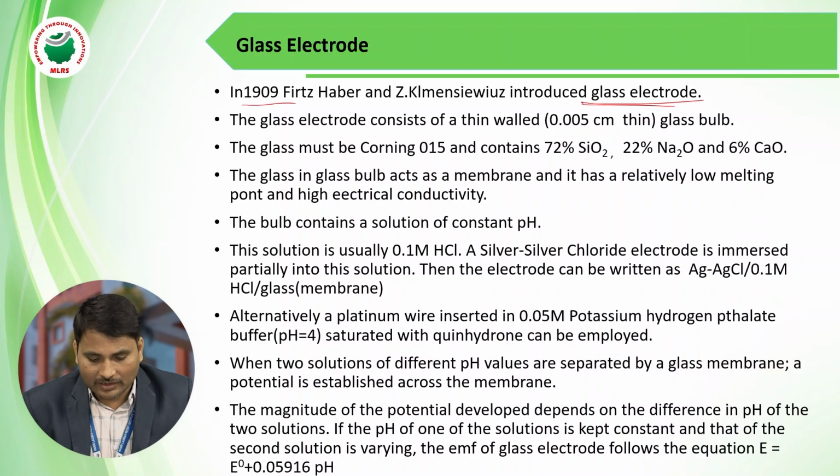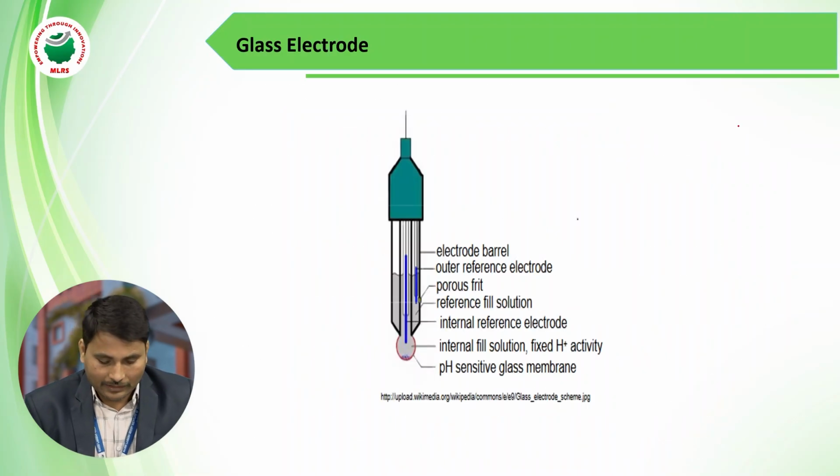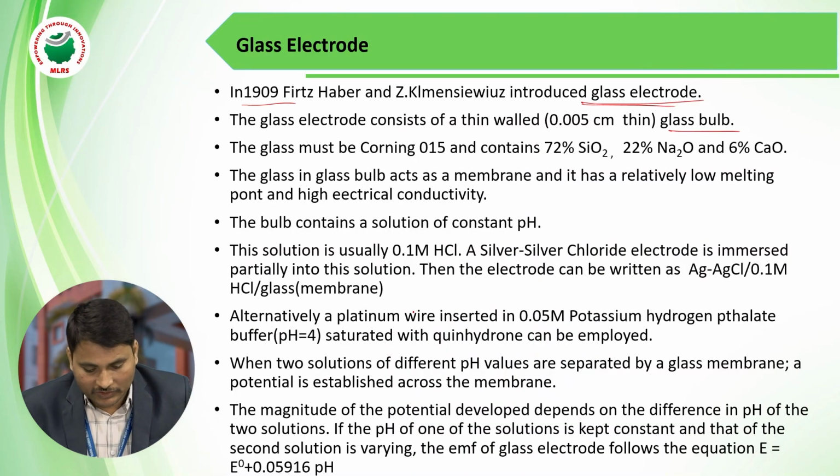The glass electrode consists of a thin-walled glass tube. It is a very thin and sensitive glass tube. The glass must be Corning 015, containing 72% of silicon dioxide, 22% of sodium oxide Na2O, and 6% of CaO, calcium oxide. These are what we maintain to construct that glass tube.